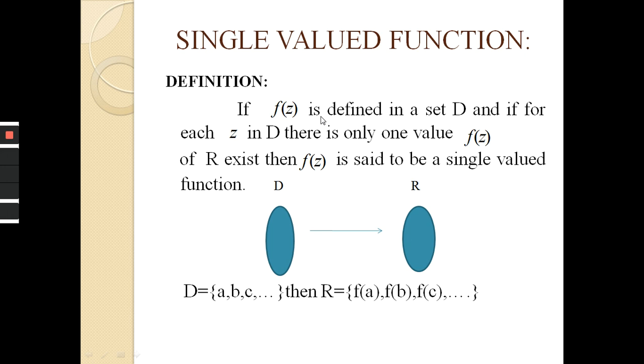Single valued function. If f of z is defined in a set D and if for each z in D there is only one value of f of z, then f of z is said to be a single valued function. Here D denotes the domain of f of z and R denotes the range of f of z. Suppose D equal to A, B, C, etc., where A, B, C are some complex numbers. Then R equal to f of A, f of B, f of C, etc.